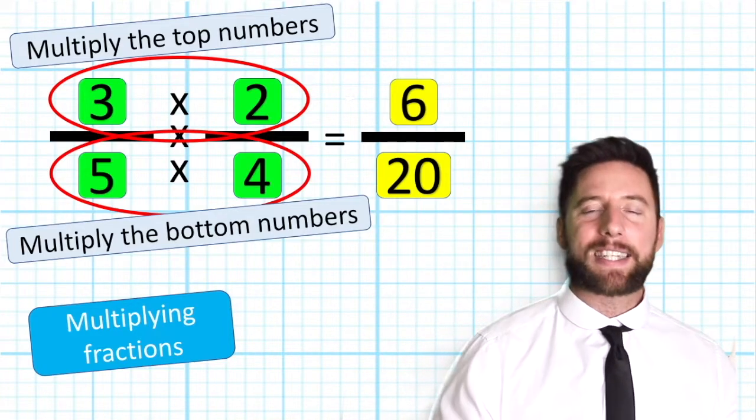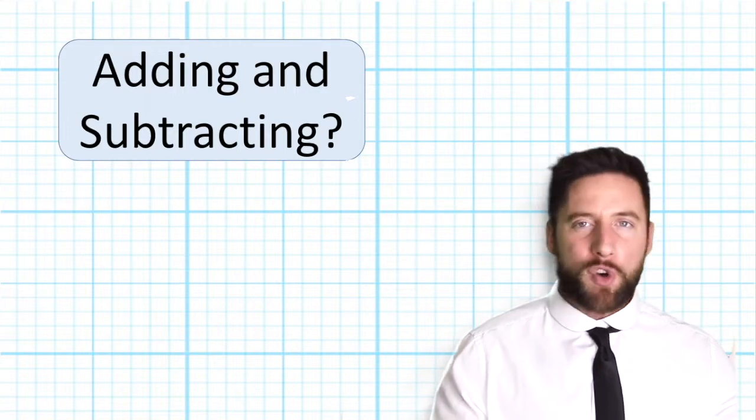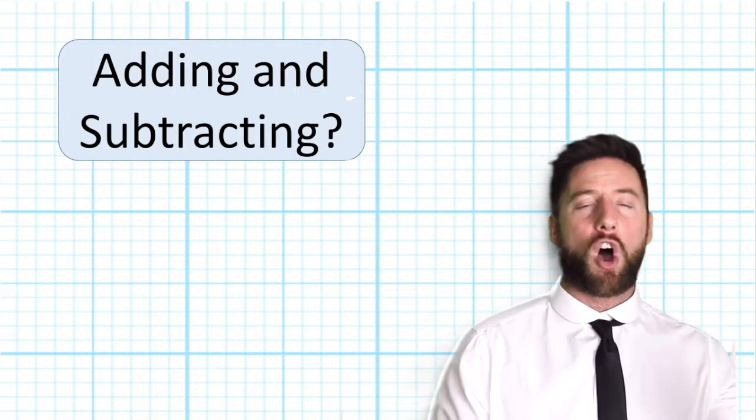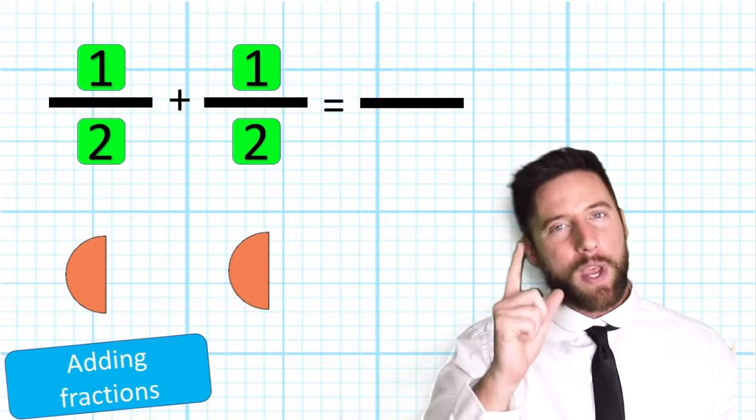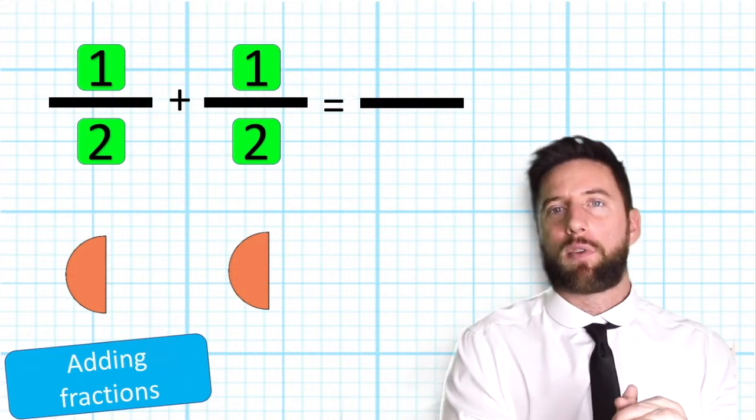But can we use that same trick for adding and subtracting fractions? Let's have a look. Let's have a look at a really basic fraction. Let's have a look at 1/2 add 1/2. Now we know that's going to be a whole. 1/2 of pizza add another half of a pizza is going to give you a whole pizza.